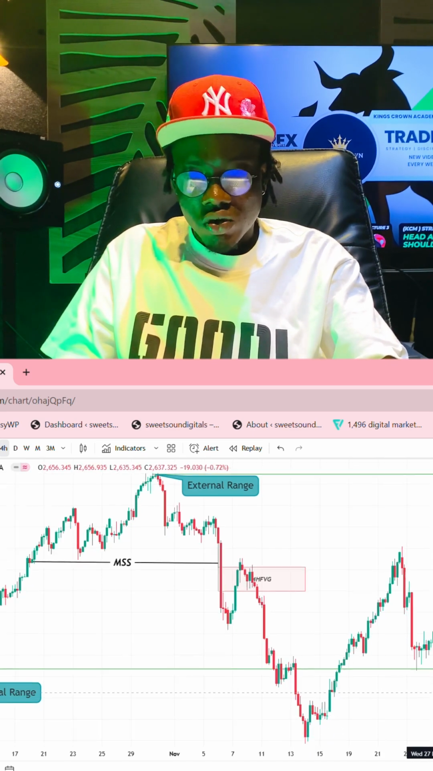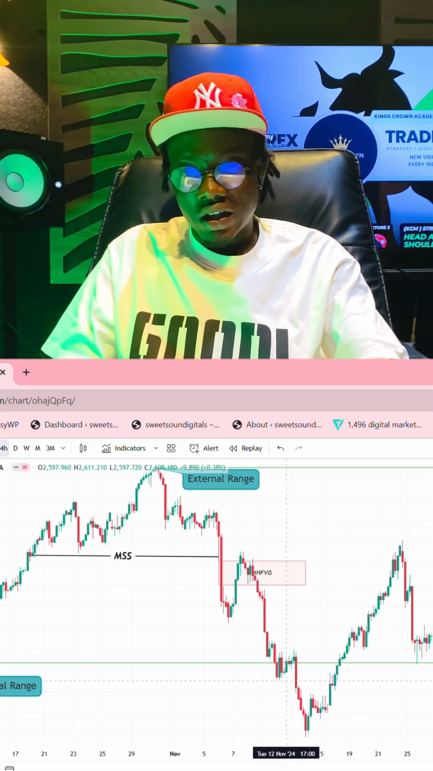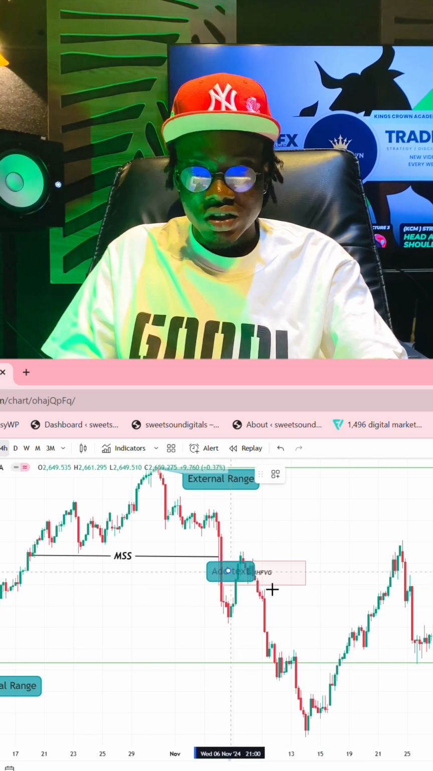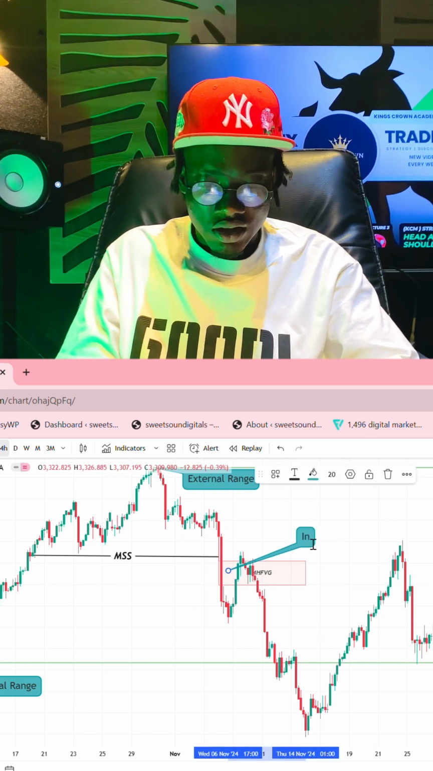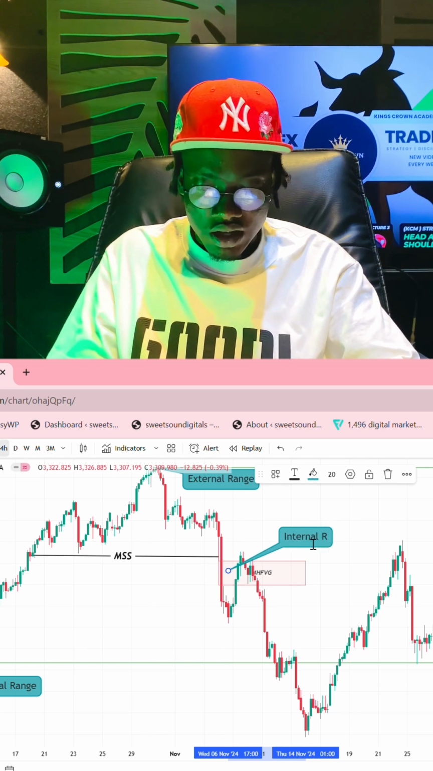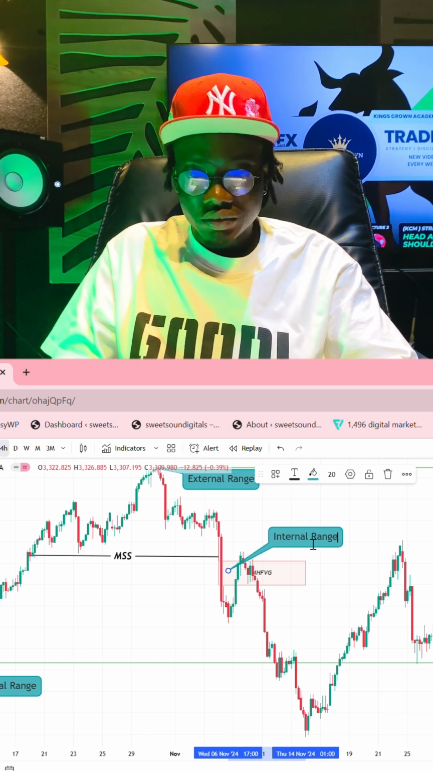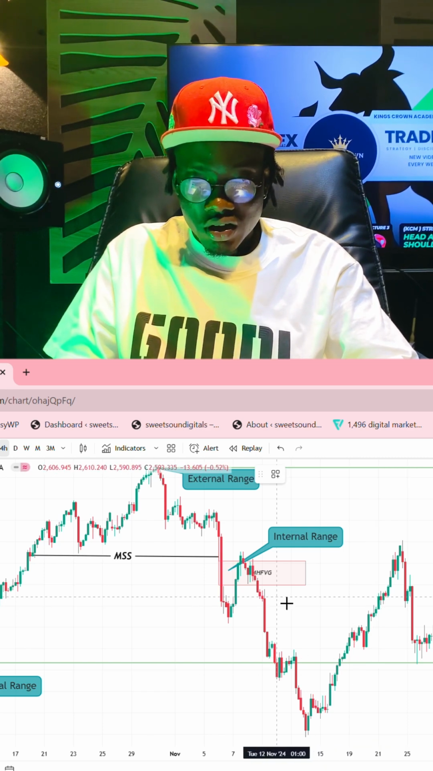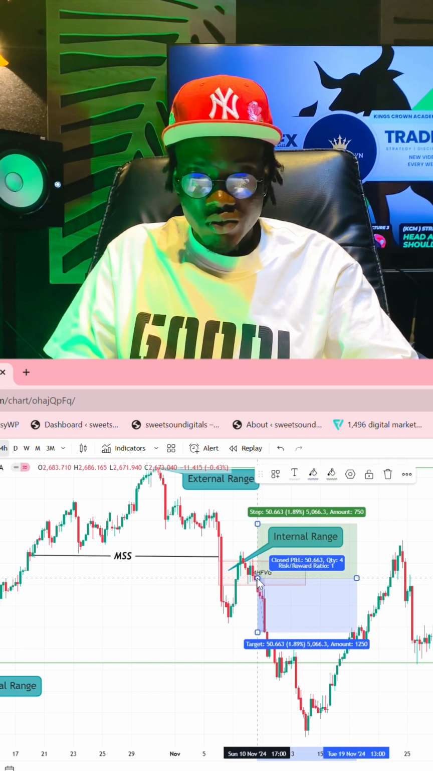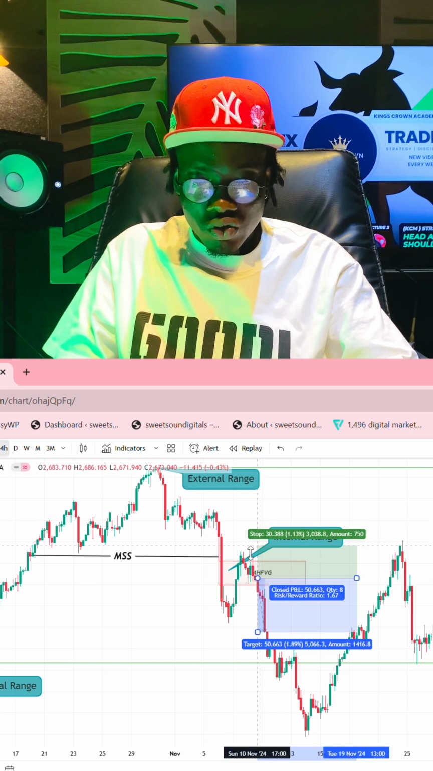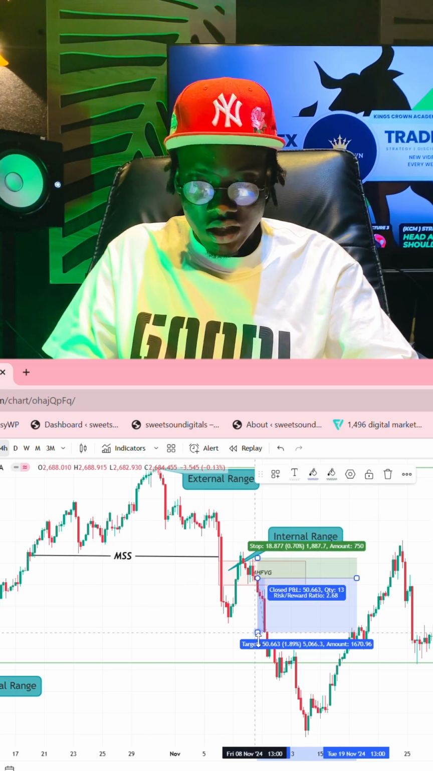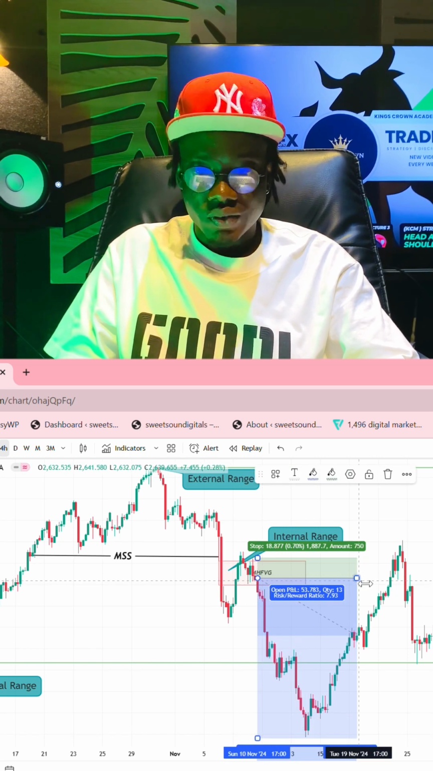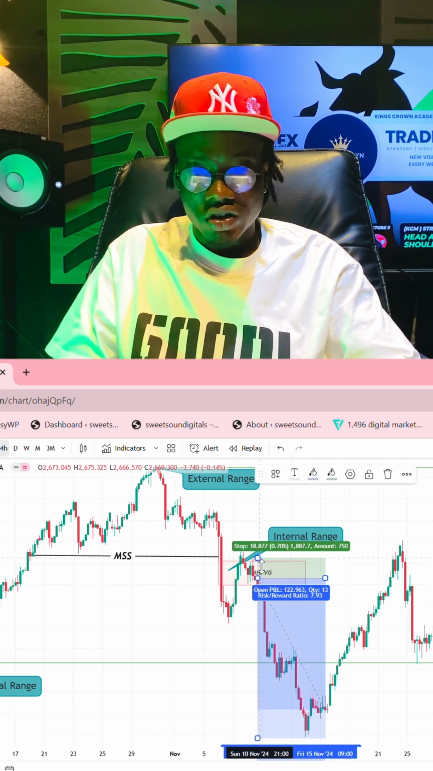So what followed? We traded from internal to external, like I told you guys. This was the internal range liquidity spotted here. We traded there, and then we aimed for the external. And then we should have caught a smooth 1 to 7 on this trade.